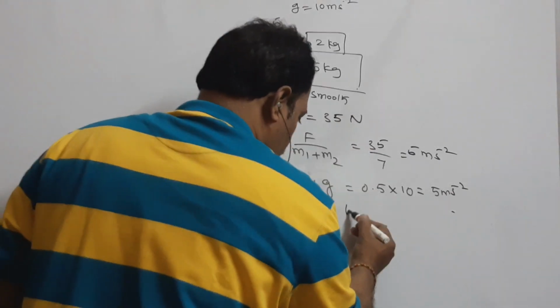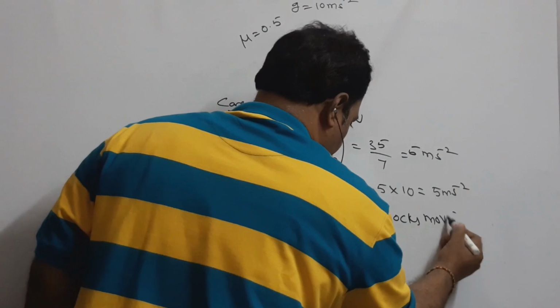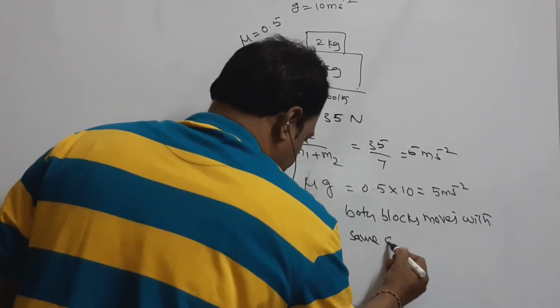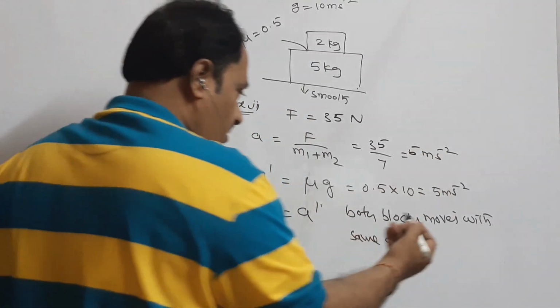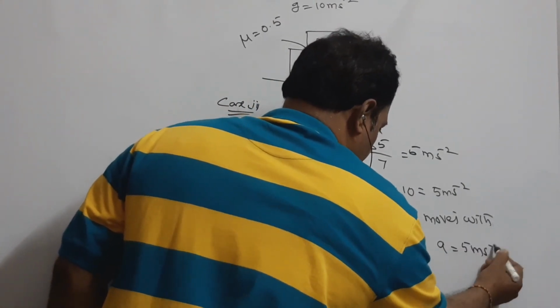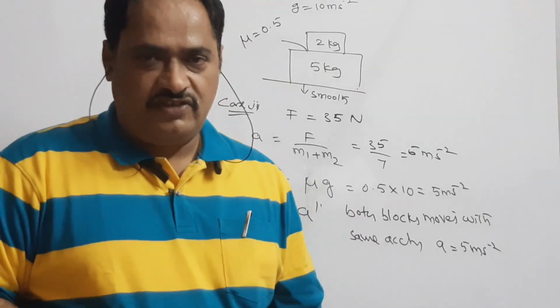Here also both blocks move with the same acceleration as per the theory. Both blocks move with the same acceleration, which is A equal to 5 meter per second square. That means we verified the second case also.